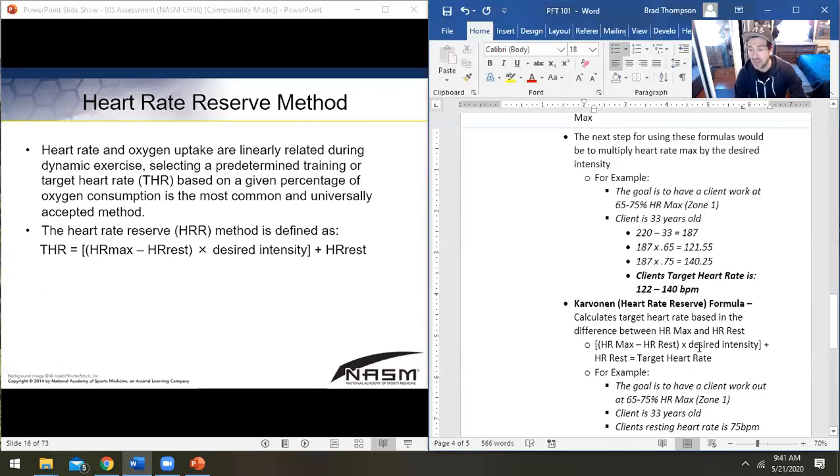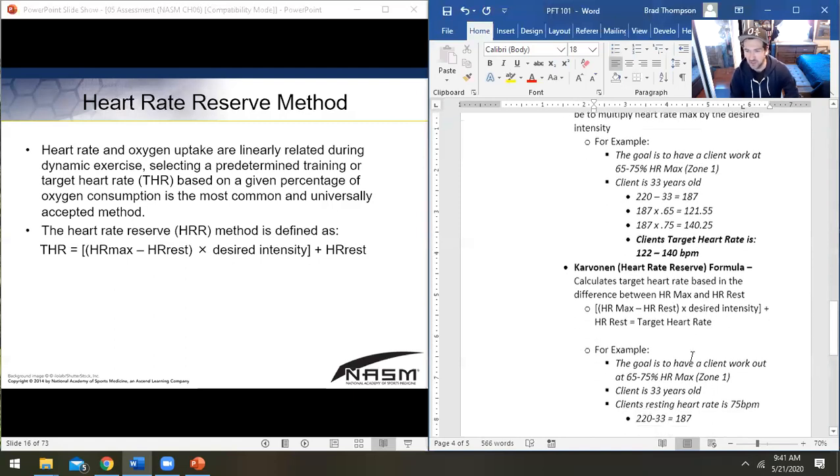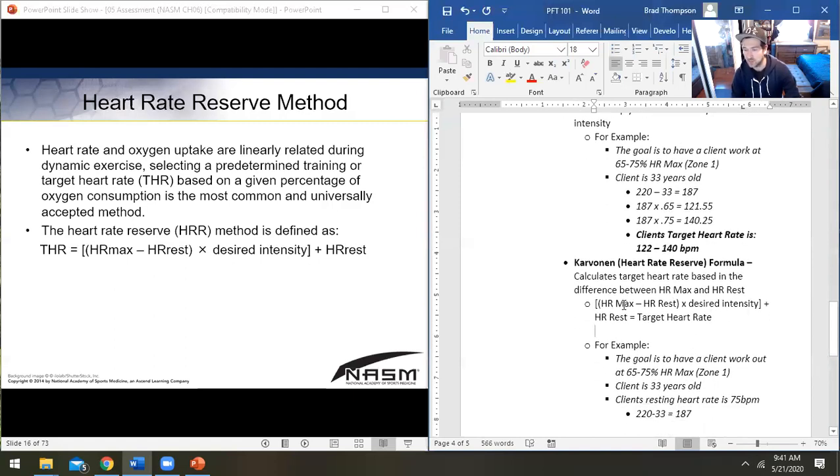Okay, so again, if you look at it, it's your max heart rate minus your resting heart rate times your intensity, right? So it's very similar. Before we just went heart rate max times intensity, but we took the heart rate rest out of that part of the equation. Then all we do is slap it back on at the end. So I took 75 beats away from that max heart rate before calculating the intensity, which gives me a really low number, so I have to add that resting heart rate back on at the end.